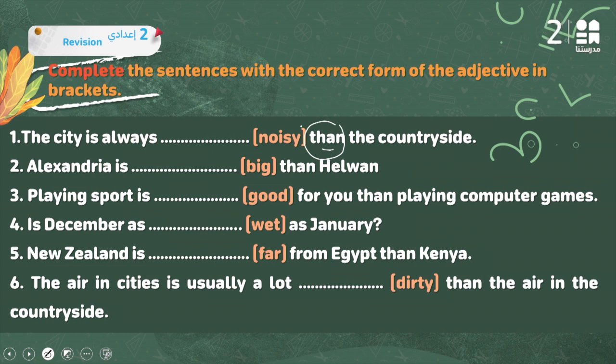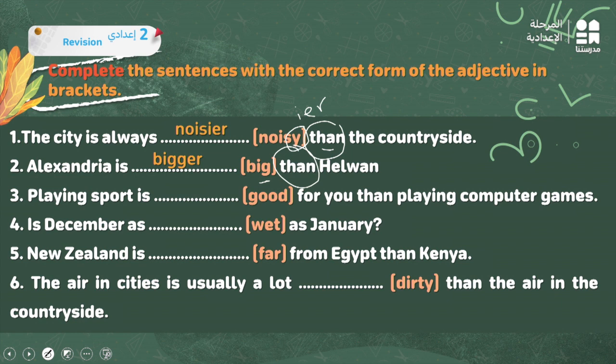But if the adjective ends in y, I change it into ier, not er only, okay, when I put it in the comparative form. So it's going to be like the following: noisier, okay? The second one, Alexandria is bigger than Helwan. So here, I have than. It means I have to add er. But again, if the last letter is preceded by a vowel, I have to double the last letter. It's going to be bigger with double G.